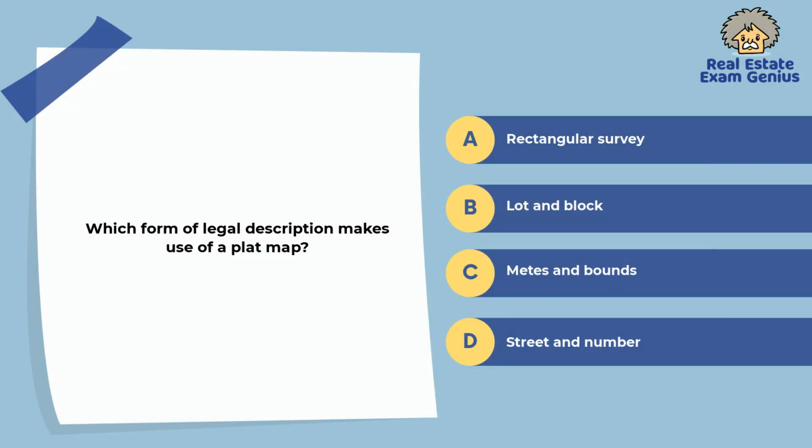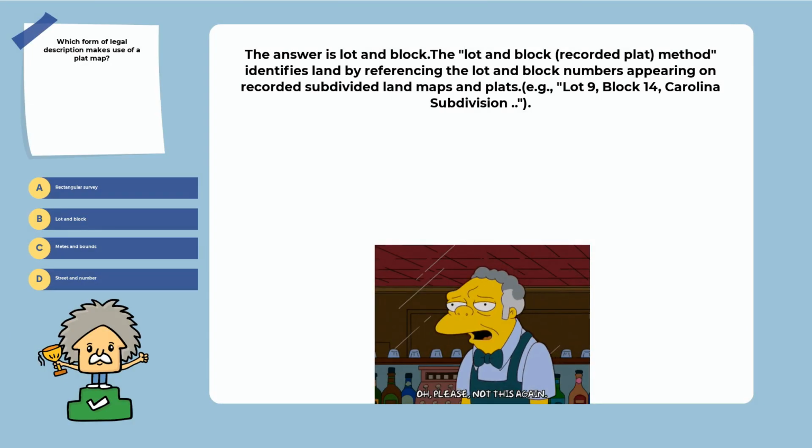78. Which form of legal description makes use of a plat map? Rectangular survey, lot and block, metes and bounds, street and number. Explanation: the answer is lot and block. The lot and block method identifies land by referencing the lot and block numbers appearing on recorded subdivided land maps and plats.